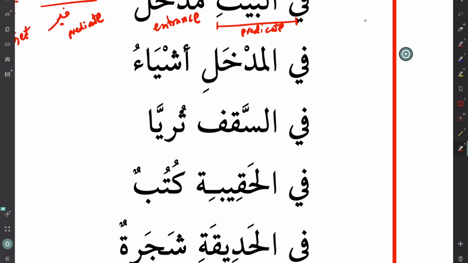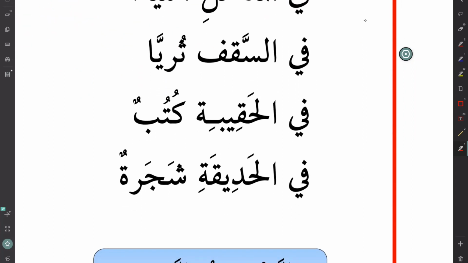So I think we've done these two. Fil haqibati kutubun. Fil haqiba is what? Bag. In the bag. Kutubun. Kutub is what? Books. It's plural. So you're basically saying there are books in the bag. So books is indefinite. Here you cannot say kutubun fil haqiba. This would be incorrect.